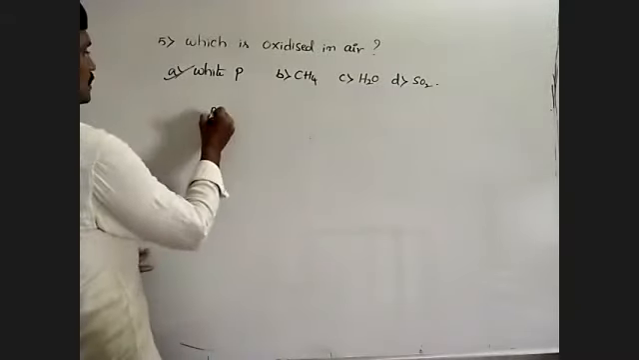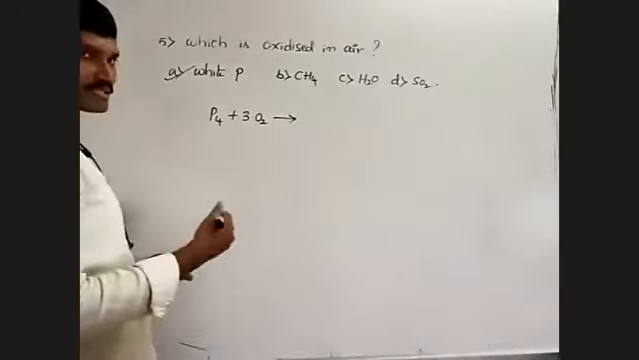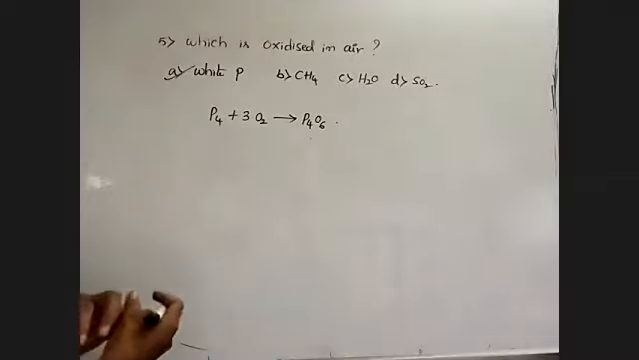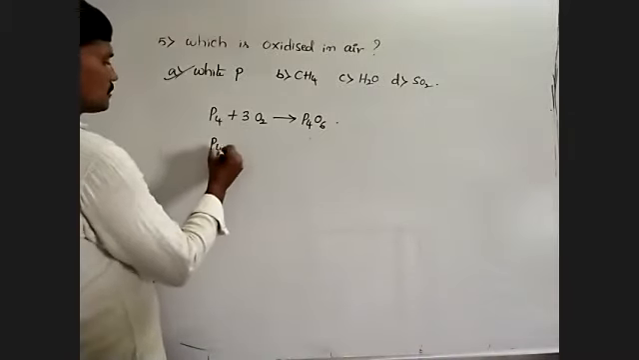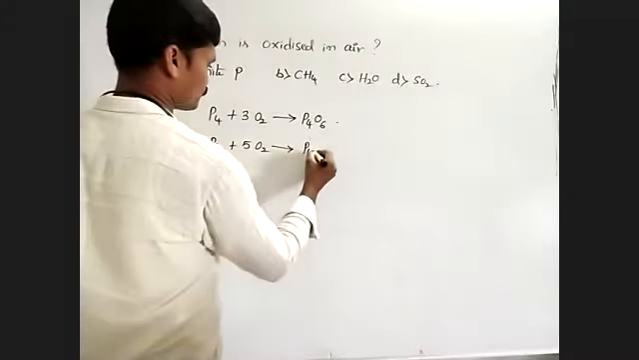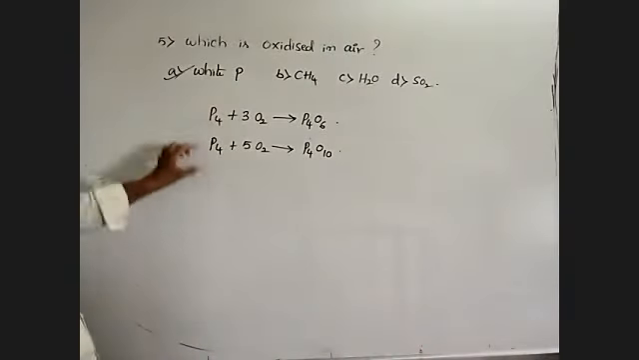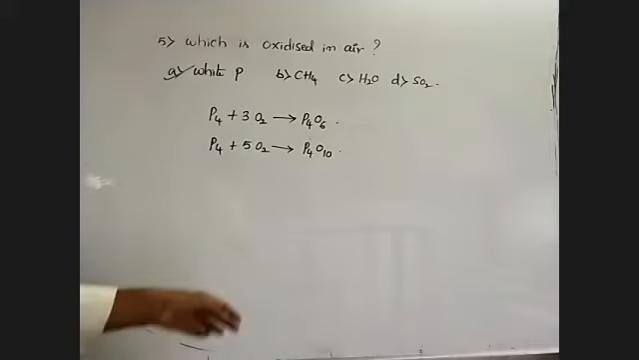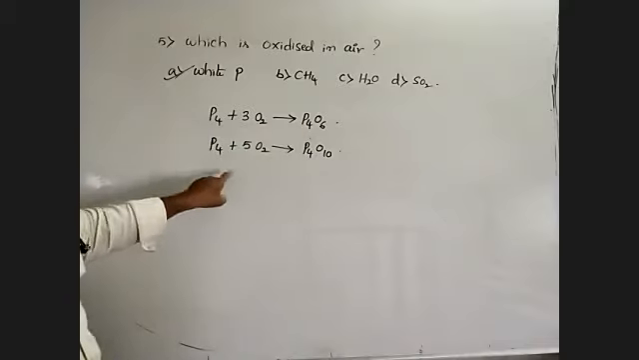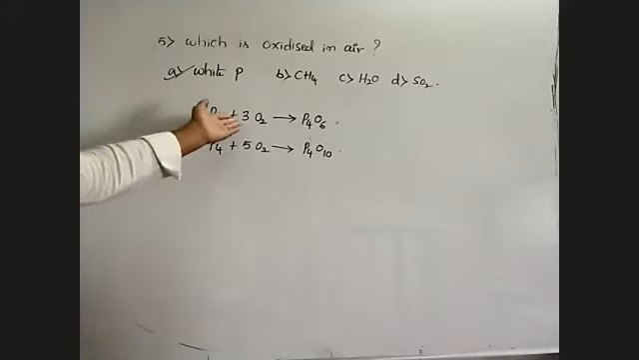That means P4, when it combines with oxygen, that means oxidized, it forms P4O6. And with 5 moles of oxygen, it forms P4O10. White phosphorus is oxidized in air. That means phosphorus combines with 3 moles of oxygen, it forms P4O6, and it combines with 5 moles of oxygen, it forms P4O10. That is an example for oxidation reaction.